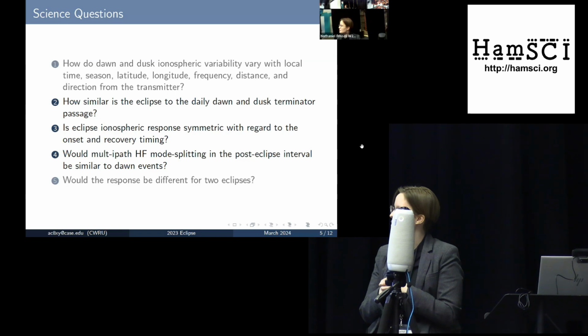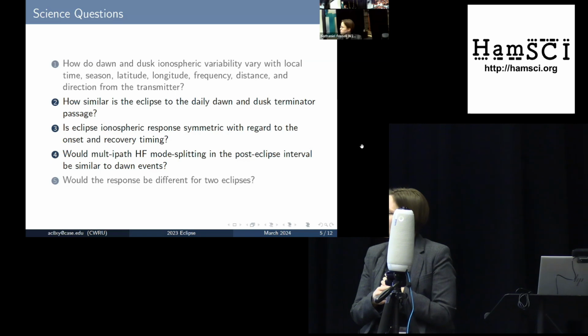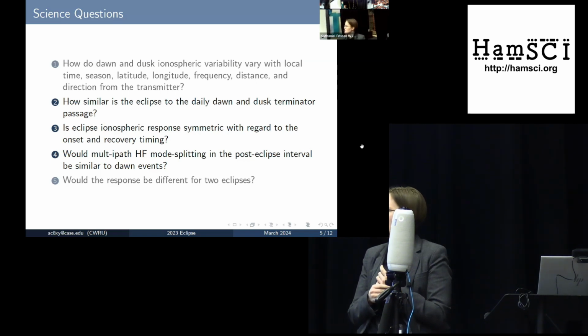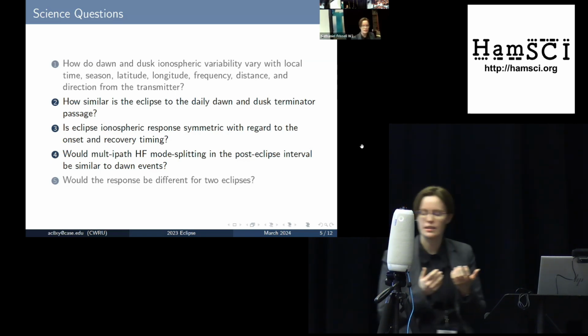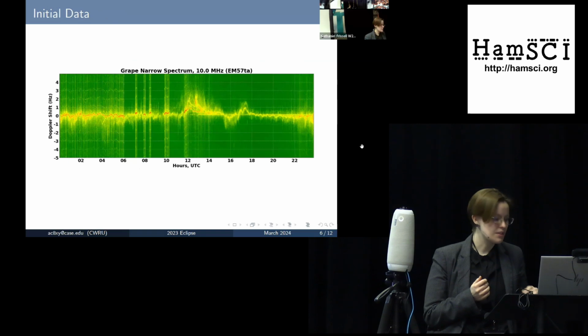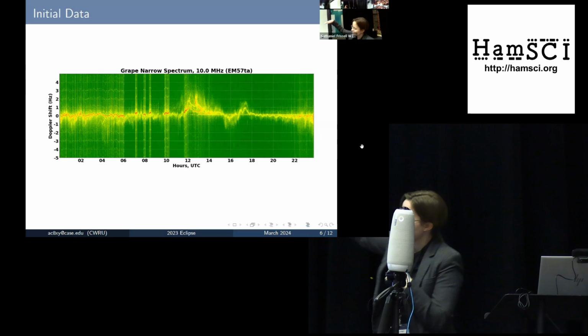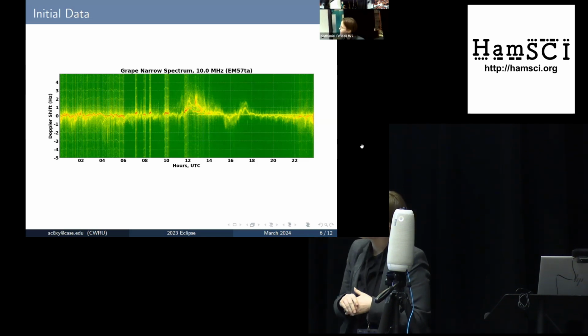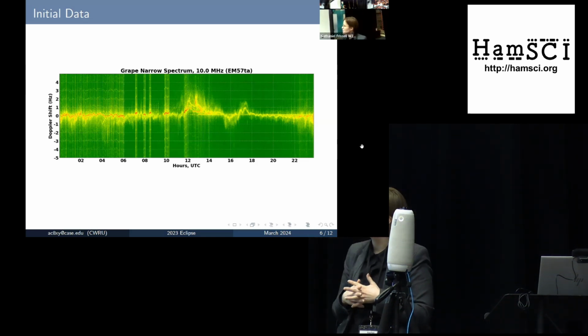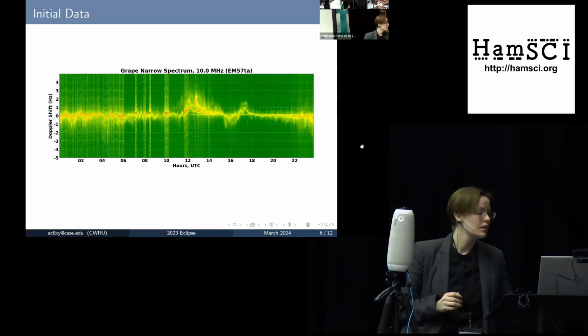We can ask how the ionospheric response might be symmetric or asymmetric, and we can also look at multipath mode splitting, specifically with the DRF data. So this is a typical example of DRF data. It's full spectral, it's 5 hertz on either side, but it gives us a much better picture of what's going on than just Grape 1 data classic.